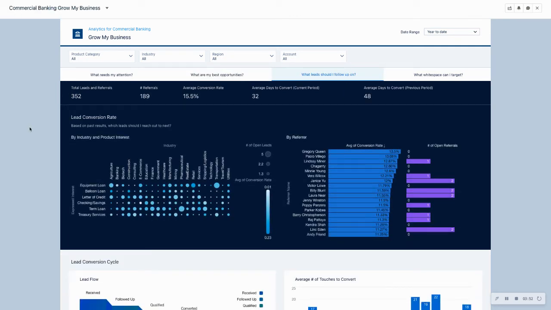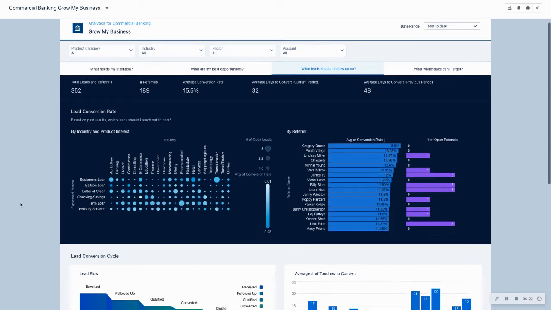What leads should I follow up on? The average conversion rate by referrer. It's going to help me understand which referrers have given me the most referrals, and then what the average conversion rate is by those referrers. And then on the left, by industry and product interest. So two powerful ways to measure lead conversion rate, by product interest and by referrer.